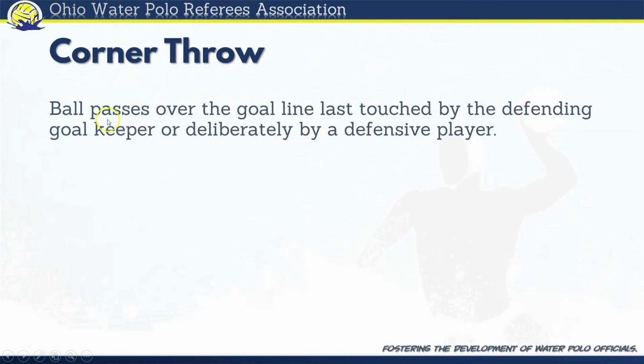I just made that up. The ball passes over the goal line, last touched by the defending goalkeeper, deliberately by a defensive player, which is going to be a pass. If it's a shot, it's going to be a goal throw. So that language, I could probably clean that up a little bit there.